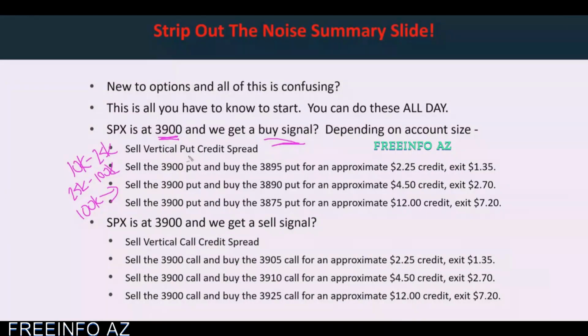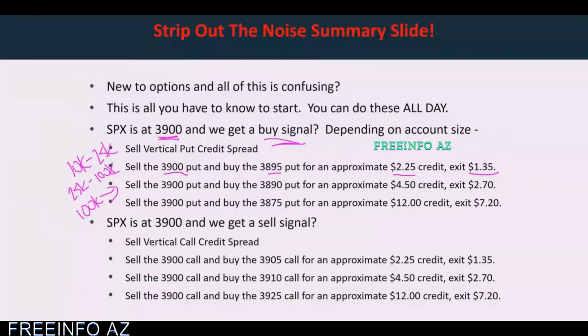We're at 3,900, so I'm going to sell the 3,900 put and buy the 3,895 put simultaneously. That's called selling a vertical. I'm going to get an approximate credit of $2.25, and then I'm going to place an exit order for $1.35. Or if I do it $10 wide, okay.